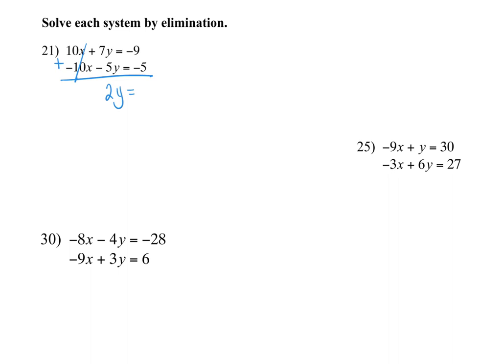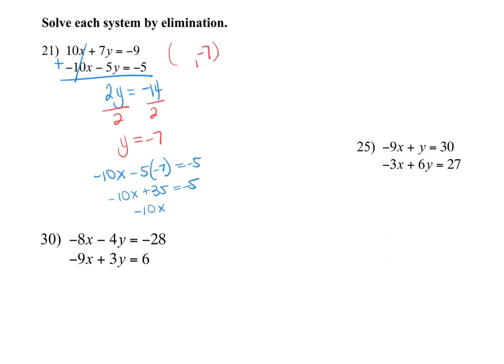Negative 9 and negative 5 give me a negative 14. I divide both sides by 2, y equals negative 7. So I know the y value, I need to find the x. So I'm just going to plug that in. Negative 10x minus 5 times negative 7 equals negative 5. So I have negative 10x plus 35 equals negative 5. Subtract that over. Negative 10x equals negative 40. Divide by negative 10, x equals 4. So I have my x and y.